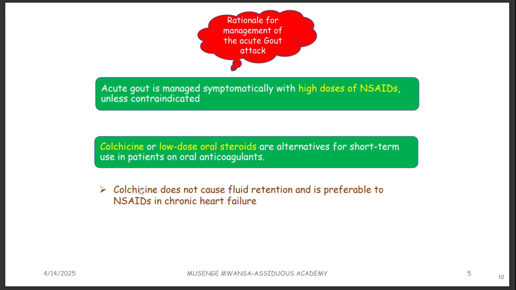So coxibs are better in that they do not cause retention of fluid. The NSAIDs, when you give them, of course, they'll help you with the pain, but then they cause this retention of fluid. And what that is doing is that you are having a lot of fluid in the body, and that is going to worsen chronic heart failure.